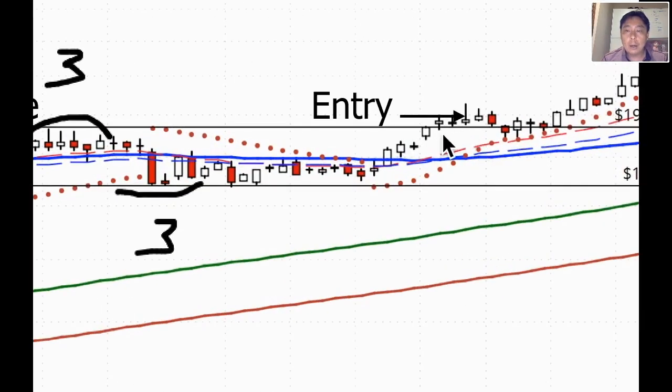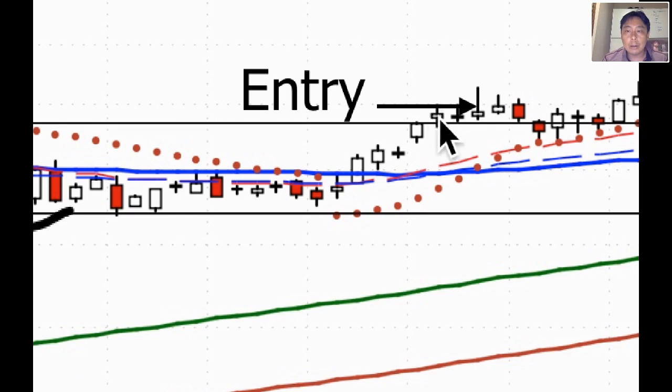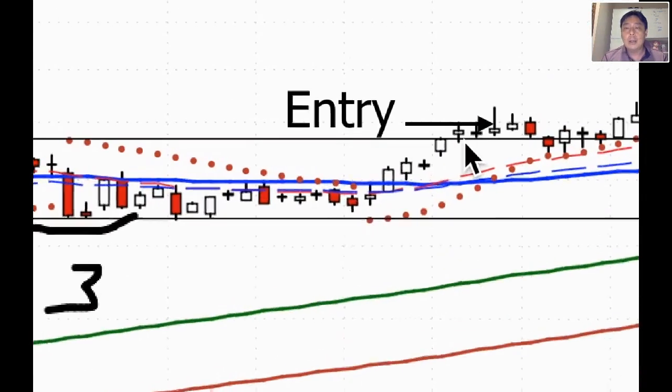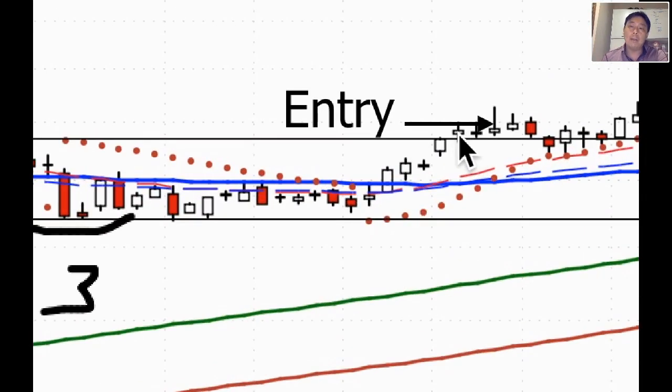This, well, actually, this was the breakout candle, this one. Okay, this was the breakout candle because, again, the body of the candle was outside the resistance. So that was the breakout candle. Now, this one was actually a bit risky because you can see that by the time it broke out, it was quite far from the 20 moving average. Can you see that? It's a bit far away.